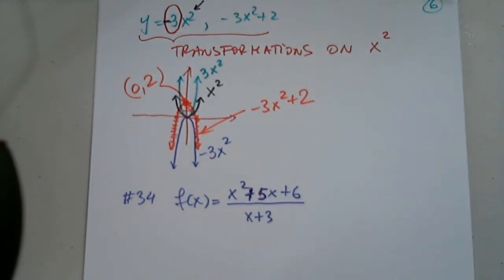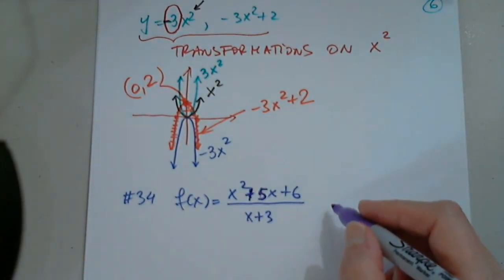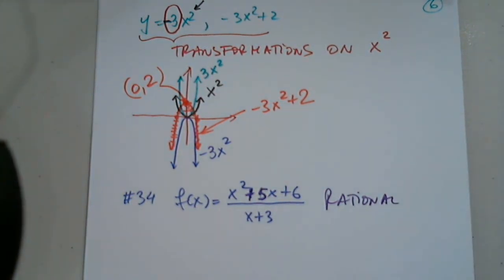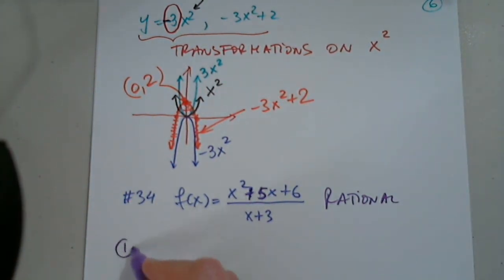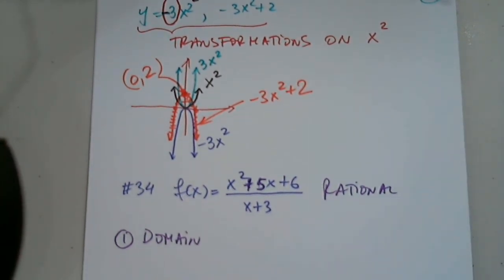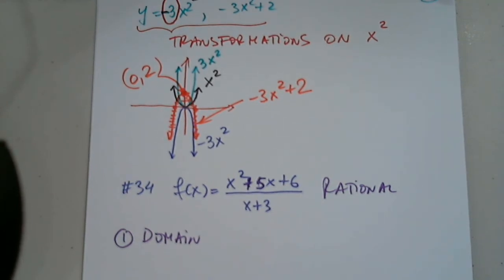It's a ratio of 2 polynomials, so it has to be rational. Very good. Now, first step has to be domain. Now I cannot skip any steps. This is not the basic situation. Okay, so what is the domain of this function?